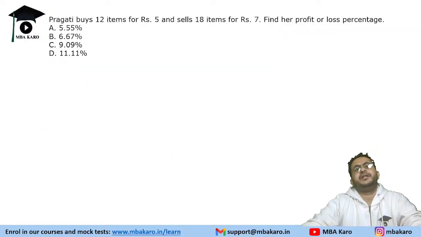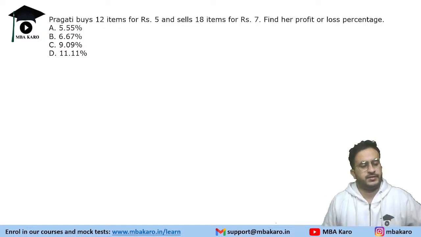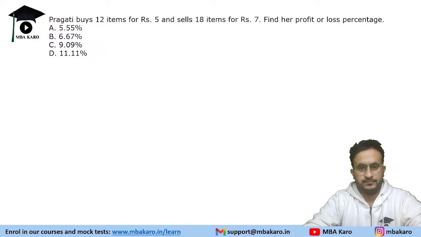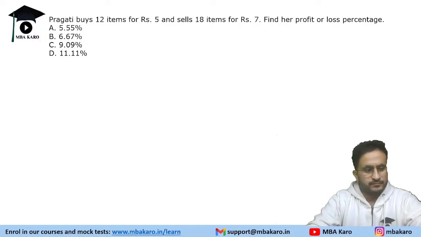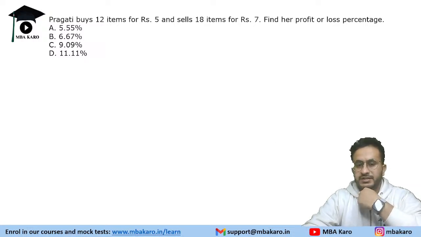Pragati buys 12 items for rupees 5 and sells 18 items for rupees 7. Find her profit or loss percentage. The person is buying 12 items for 5 and selling 18 for 7. We need to find the profit or loss percentage.